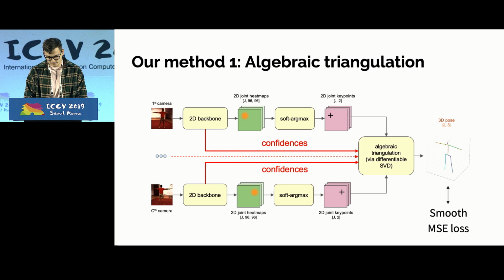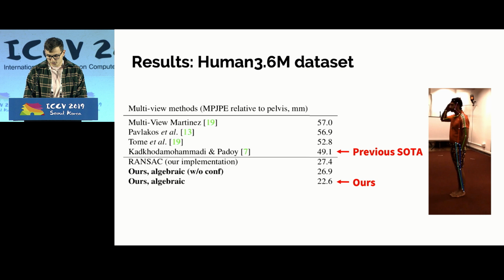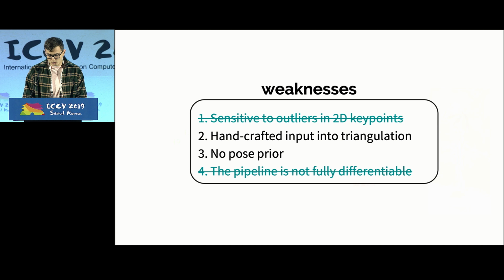For the most popular Human3.6M dataset, this method already dramatically reduces error by 2.2 times compared to the previous art. With this model, we solve two problems of the baseline approach, but there are still two problems left, namely handcrafted features and the absence of a human pose prior. We have developed our second method, volumetric triangulation, to solve these issues.